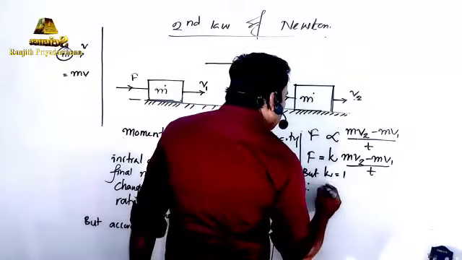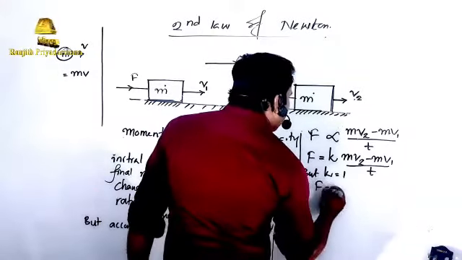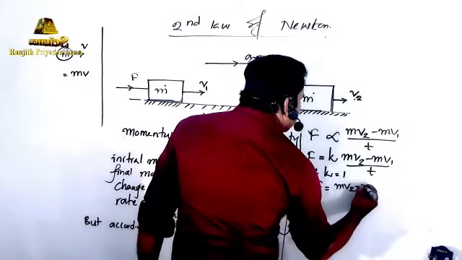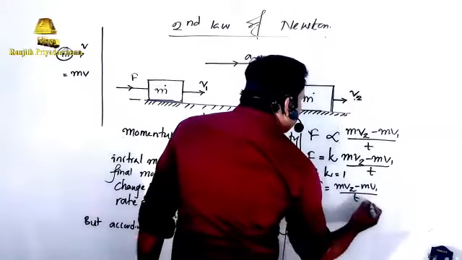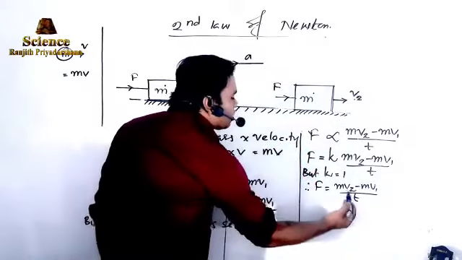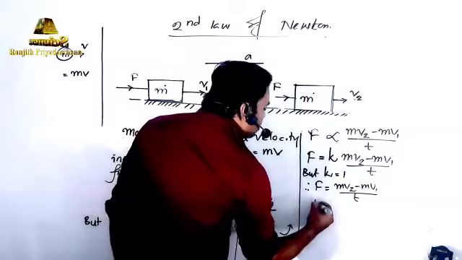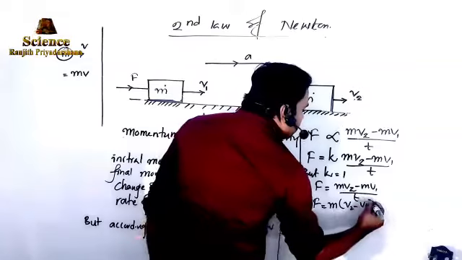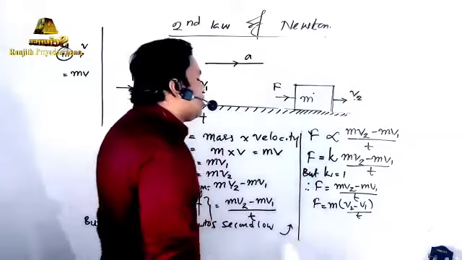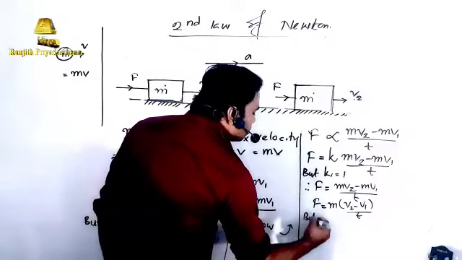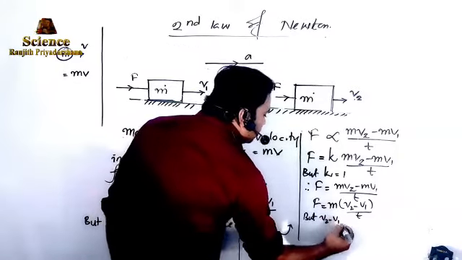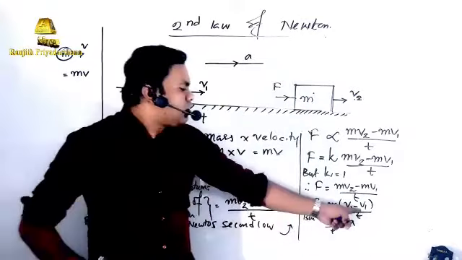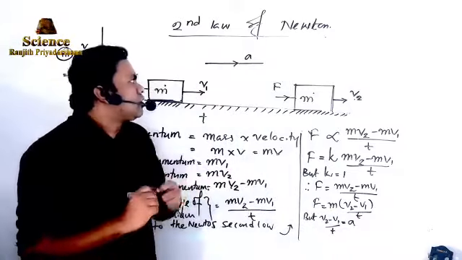Therefore, force equals mv2 subtraction mv1 over t. But you can take this mass out as a common factor: F equals m times v2 subtraction v1 over t. Okay, but you know v2 subtraction v1 over t equals the acceleration, the rate of change of velocity.